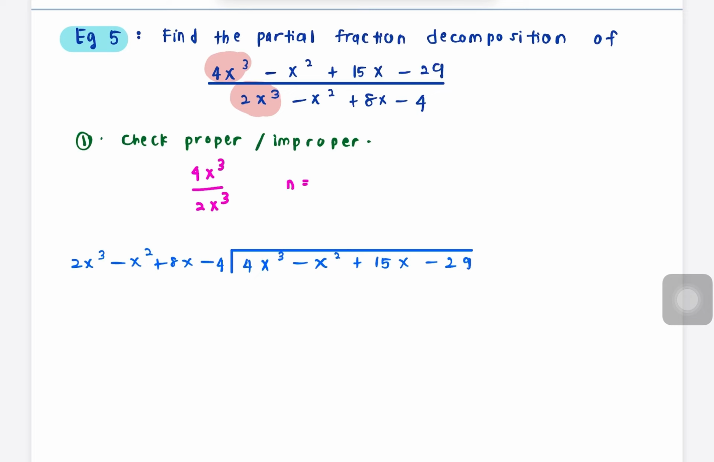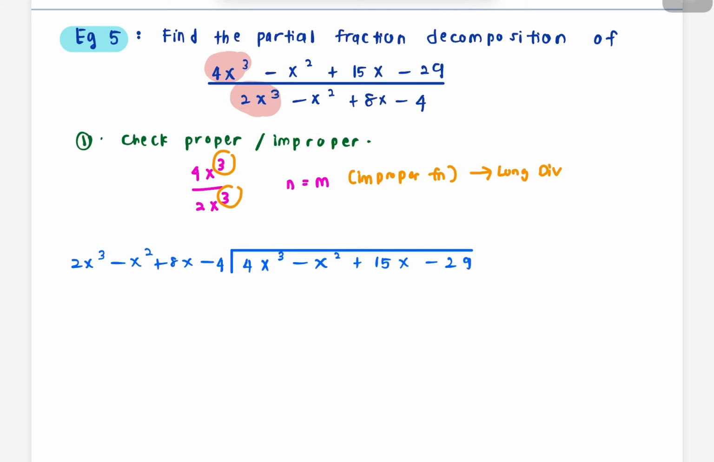So n is equal to m right now. 3 is equal to 3. So this one is considered an improper function. So what happens if you have an improper fraction? Convert to proper using the long division method. Okay, so just write the question divided by the denominator.